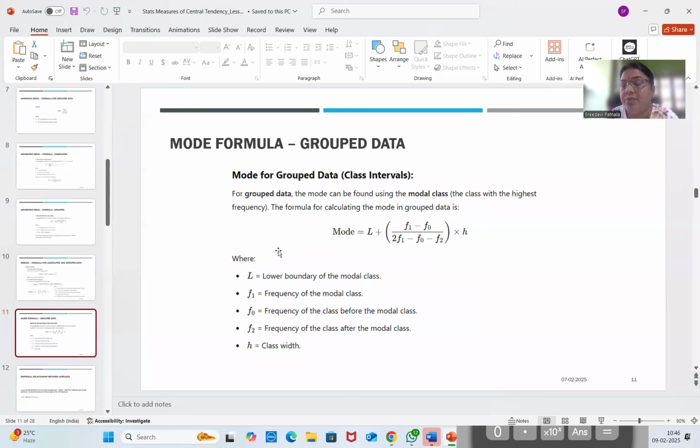These three have a linking between them for identifying F1, F0, F2. So first you need to find the frequency of the modal class. The modal class is the one with the highest frequency. That becomes your F1. The class after it becomes F2, and the class before the modal class becomes F0. That's all. And class width is nothing but your height, H. So let's go to the example and see the mode.